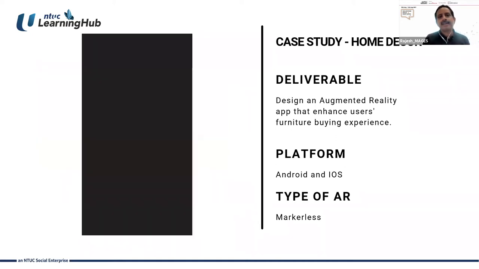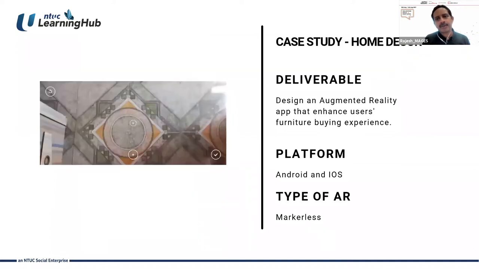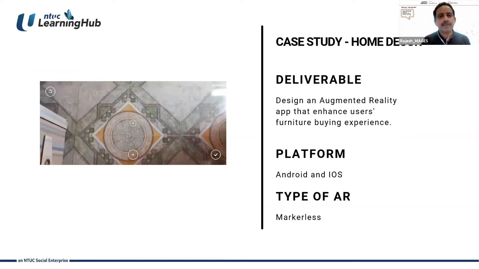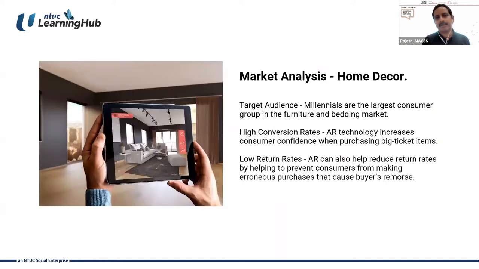So these are three examples that I have come across. One is the vase, second is the furniture, third is the tile. So these are three different examples, okay?